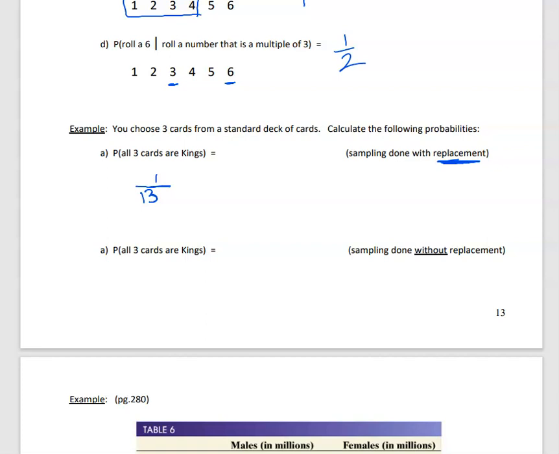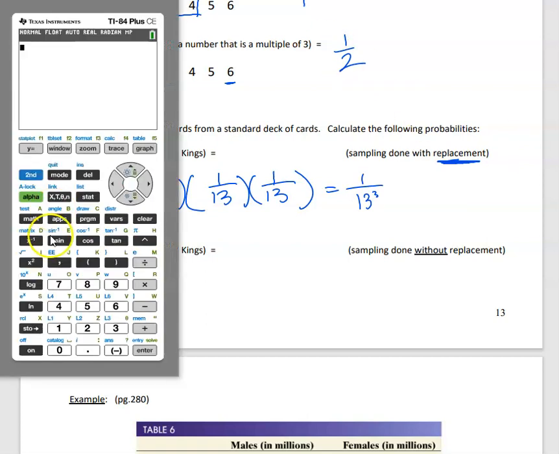And since we're doing it with replacement, we should multiply on the next one the probability to draw a king again, which is 1 out of 13, times the probability to draw a king again, 1 out of 13. We just multiply these, and we would get 1 out of 13 cubed. Let me get my calculator. And here 1 out of, I'm just going to go 13 cubed like this. I think this should do it for us.